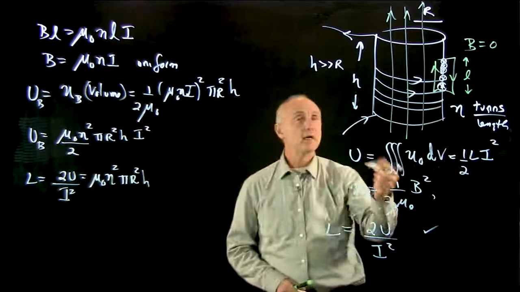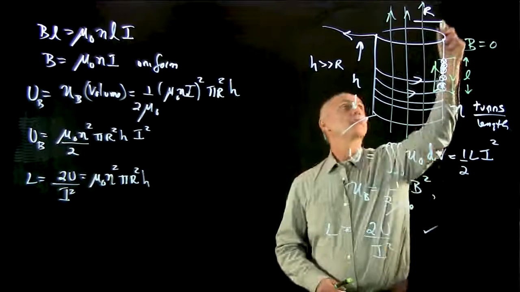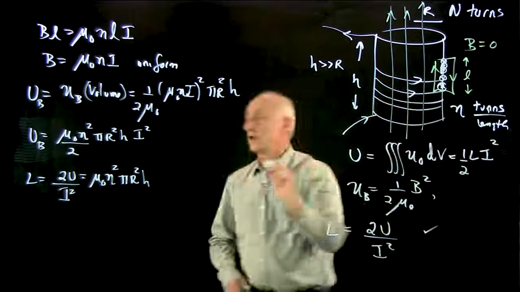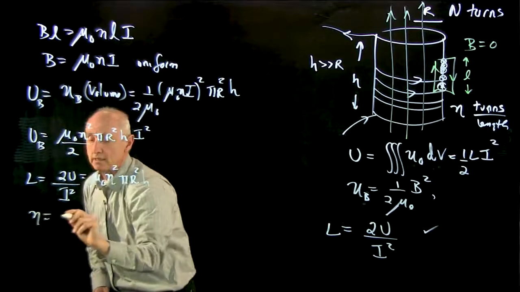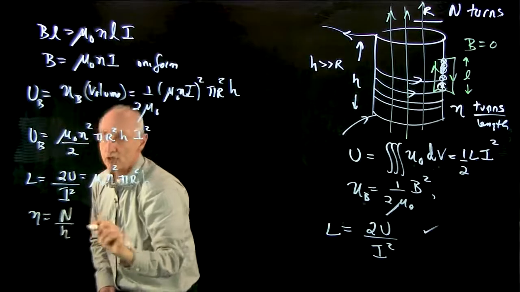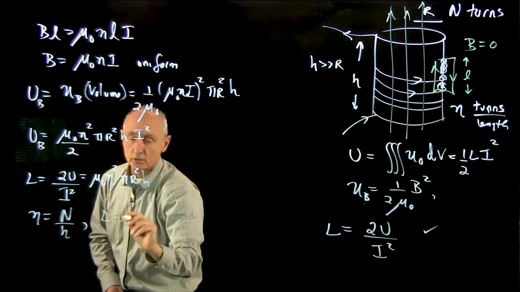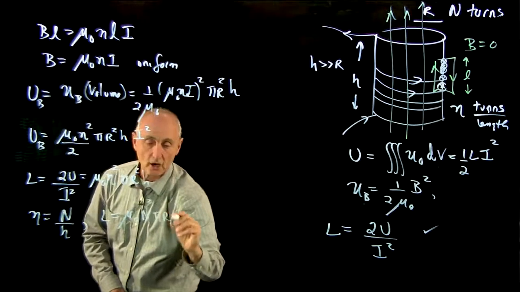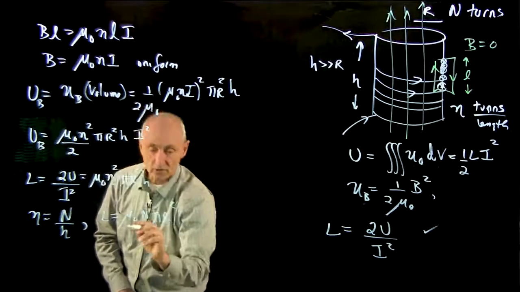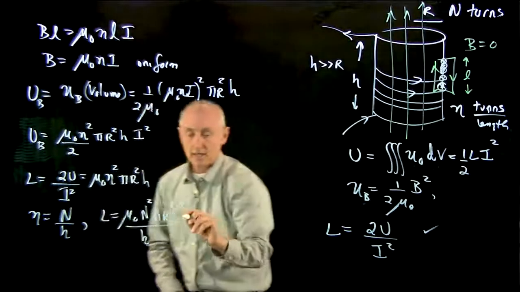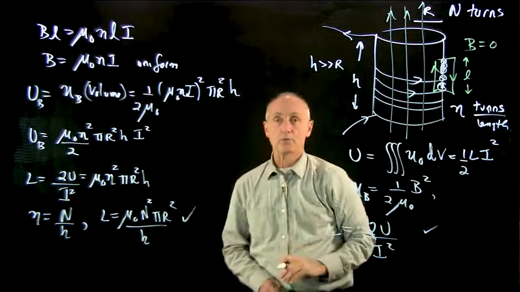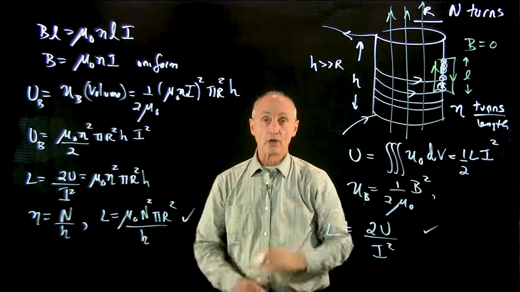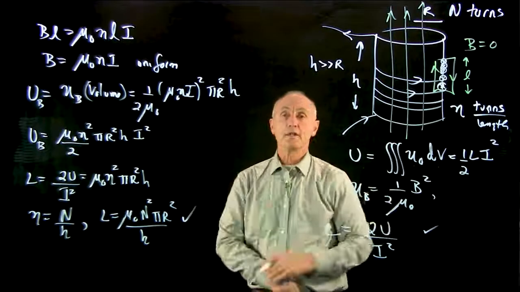And now we can say that if there's N total turns, that the number little n is total N over h. And so we can conclude that this is mu naught N squared pi r squared. There'll be an h squared downstairs over h. And that agrees with what we had before for calculating the self-inductance of a solenoid. So here we used the energy method.